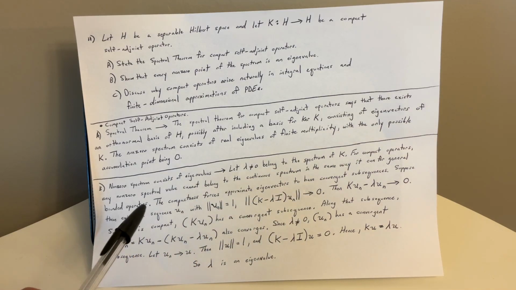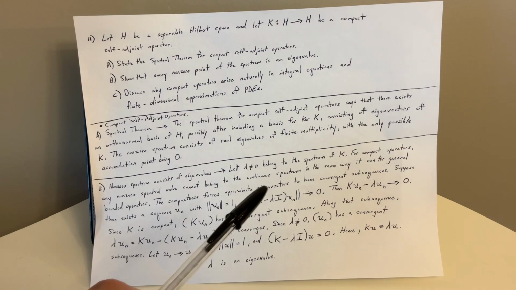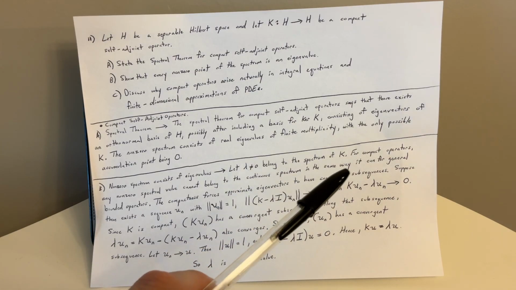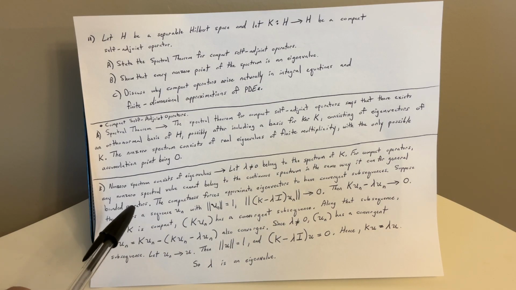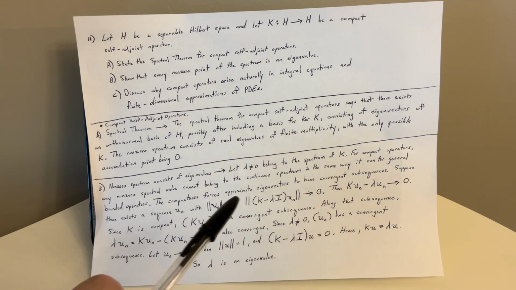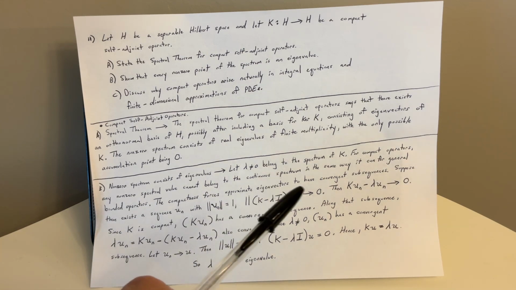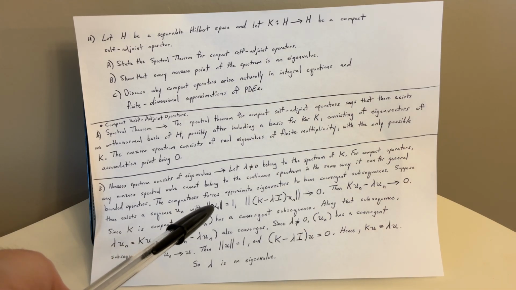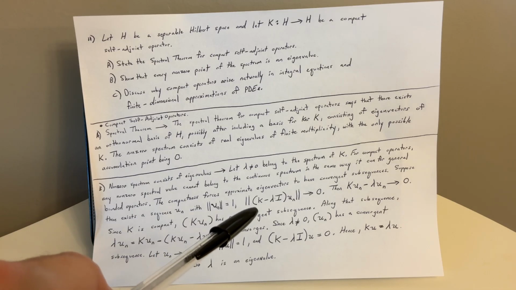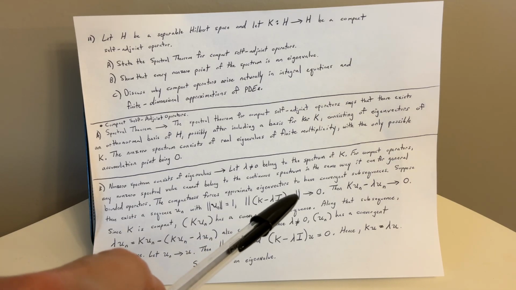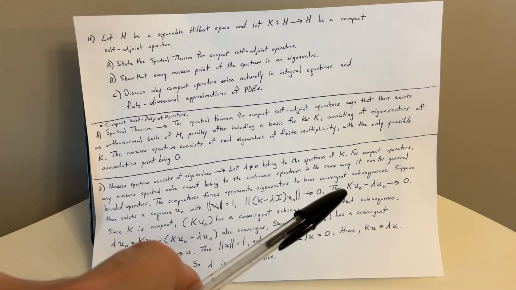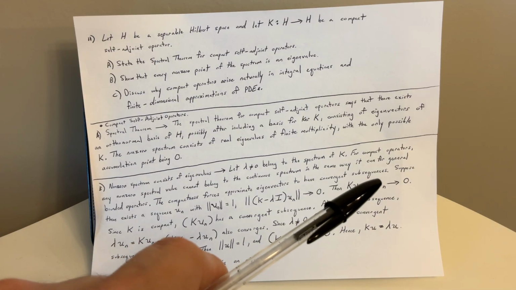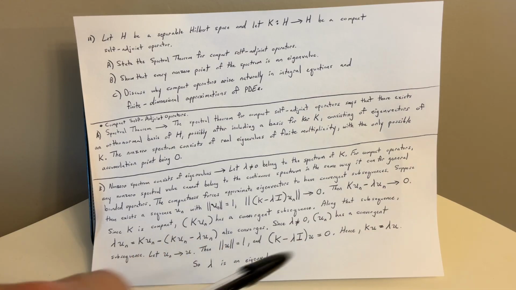For compact operators, any non-zero spectral value cannot belong to the continuous spectrum in the same way it can for general bounded operators. Compactness forces approximate eigenvectors to have convergent subsequences. Suppose there exists a sequence u sub n with norm of u sub n equal to 1, and the norm of (K minus lambda I) u sub n goes to 0, so K u sub n minus lambda u sub n approaches 0.